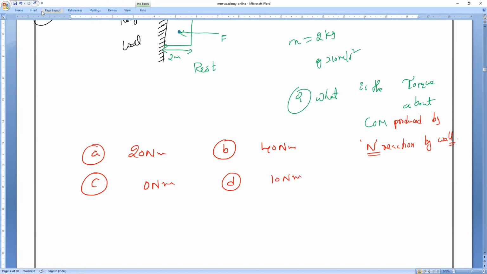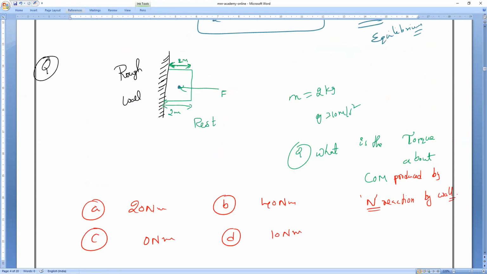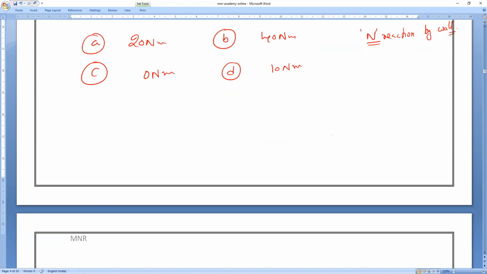Okay. Now, this is one of the most important and interesting questions. Be very careful. Just imagine this object rotated 90 degrees anti-clockwise, so it looks like this. Is it okay, Pradosh? Now we all know this is the center of mass. This object is at rest, so it is in what? Equilibrium.